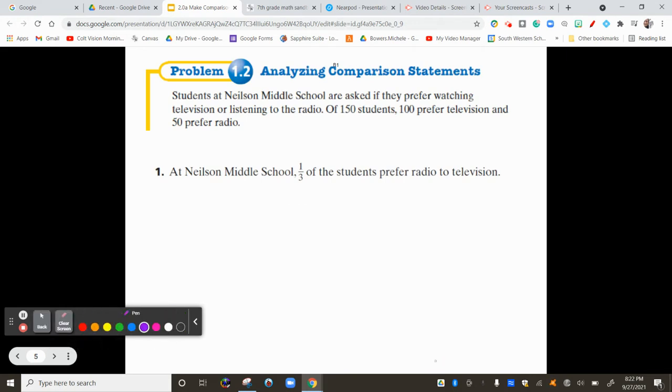And it's saying that the survey was 150 students were asked whether they preferred television or radio, and 100 of them said television, and 50 of them said radio. And remember that 150 is the total because those two numbers added together. So let's look at this first statement and decide whether it's a part-to-part or part-to-whole, and then we'll use the numbers to see if it's accurate.